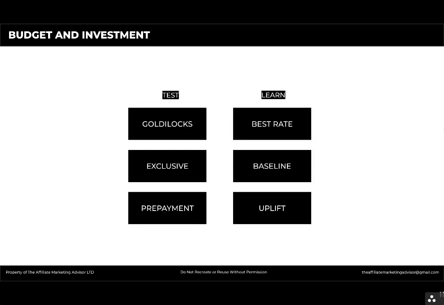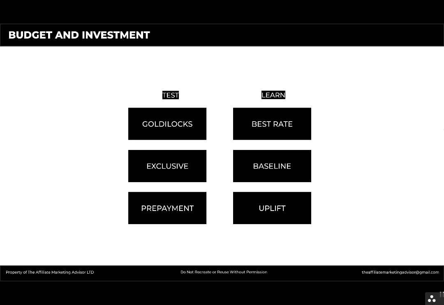In terms of how you go about budget and investment with cashback sites, I would recommend the Goldilocks test, which is introducing different cashback rates into the market over a period of time, and then looking at how many conversions each rate accomplishes. By doing that, you'll be able to learn what your best cashback rate is, balancing what cashback you offer with achieving as high a profit margin as possible.